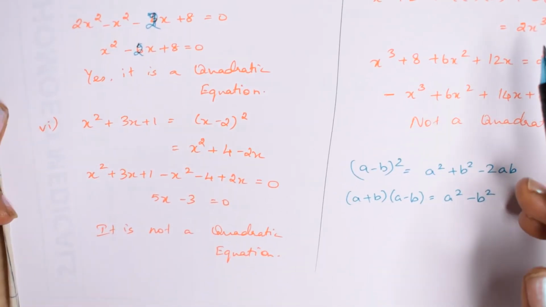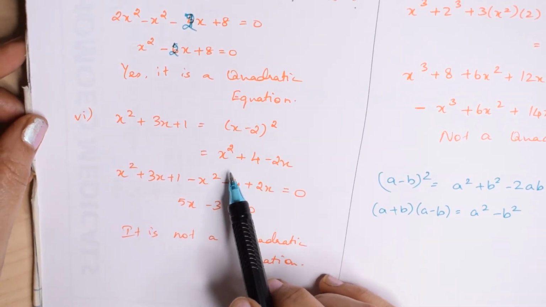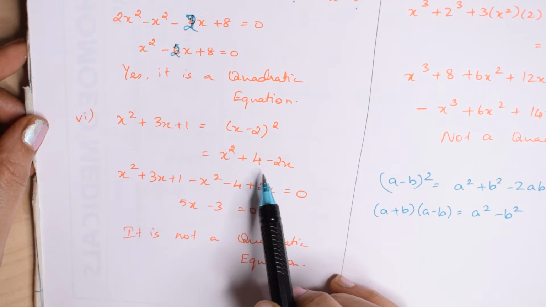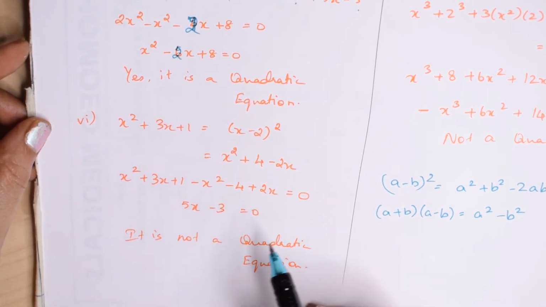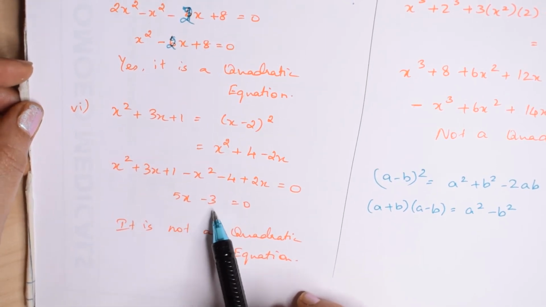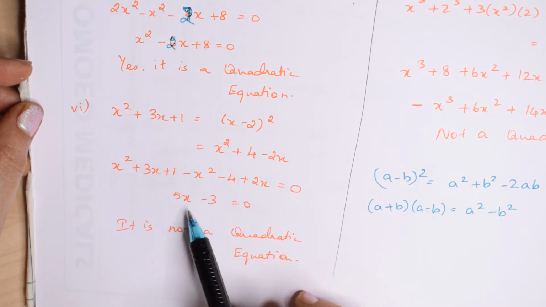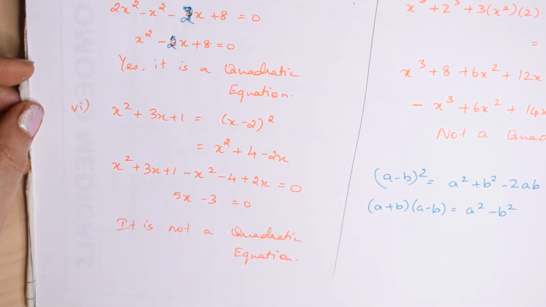Okay, we will do that while we go through the sum. Now I am using the formula, and I got x square plus 4 minus 2x here. Bringing all the terms to the left hand side, it gets cancelled, and I have only 5x minus 3. The x square term gets cancelled. So it is not having a square term, and so it is not a quadratic equation.